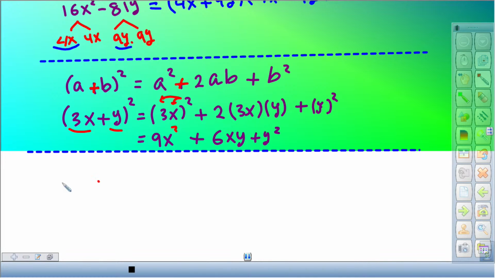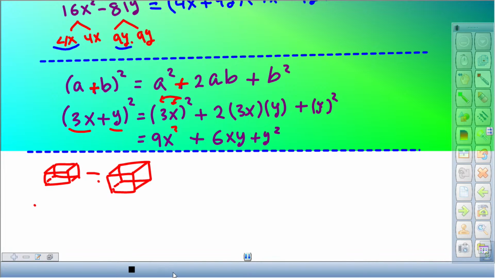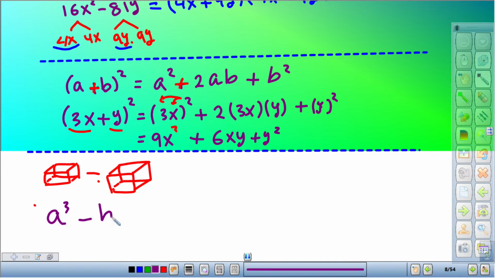I'll just give myself more room here. So something being cubed minus another thing being cubed. Okay, so two things being cubed. So I'm going to say, for example, let's say I have a cubed minus b cubed. Well, there is a formula for this identity.